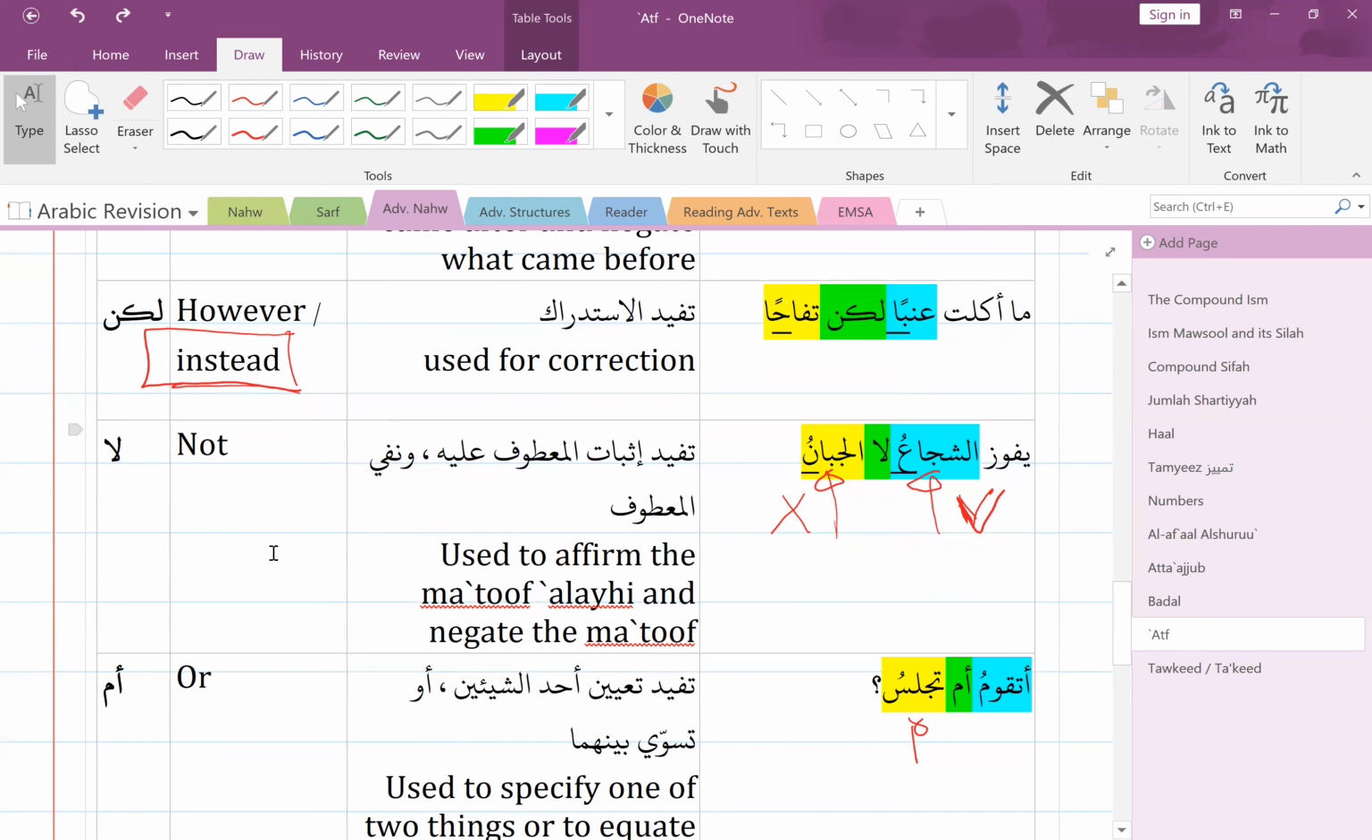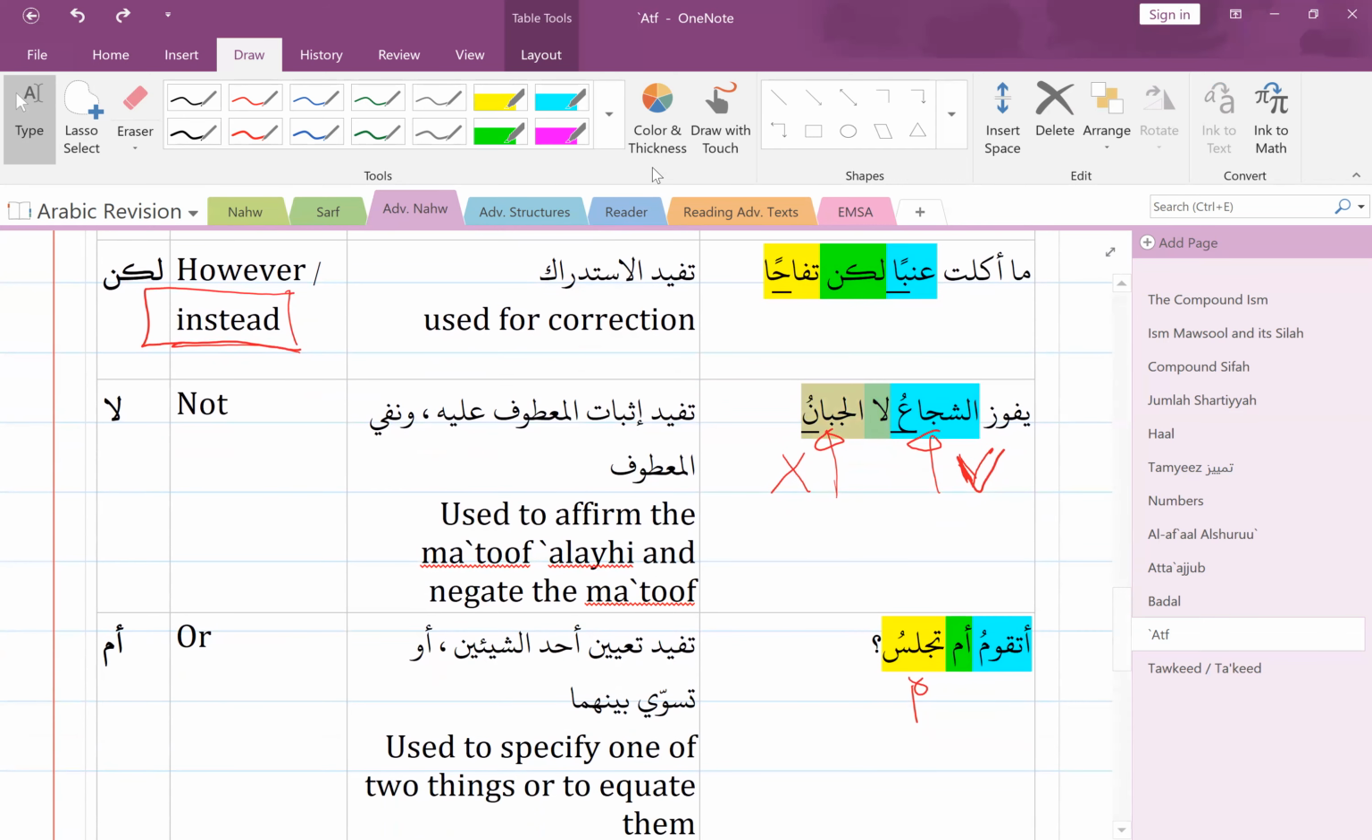And then la tufidu ithbat al-ma'tuf alayh. So this is the opposite of al-idrab. So this one, you are affirming the ma'tuf alayhi, and you are negating the ma'tuf. So you're saying yes to what comes before, and you're saying no to what comes after it. Again, of course, so basically it's like a kind of negation. So lal jabanu, I'm saying not a coward. So I'm negating the coward bit.